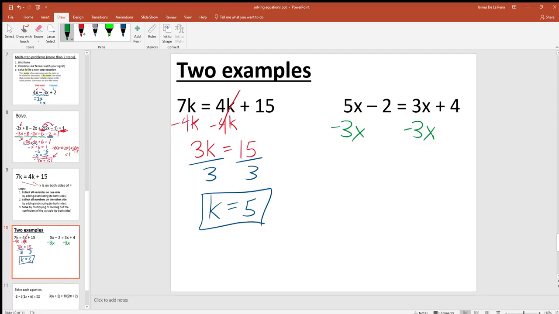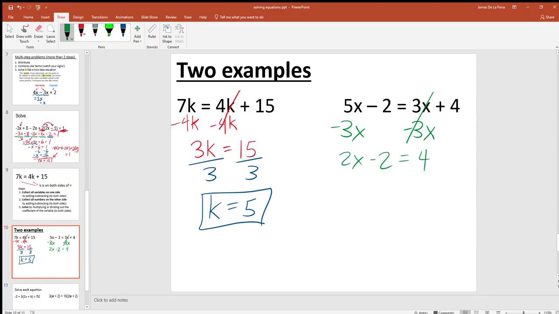And in doing that, we'll be left right here with a positive 2x. If we do 5x minus 3x, 5 x's minus 3 x's ends up with positive 2 x's. And then the rest will fall into place. So minus 2 equals, that cancels, and we have positive 4 left on the right side.